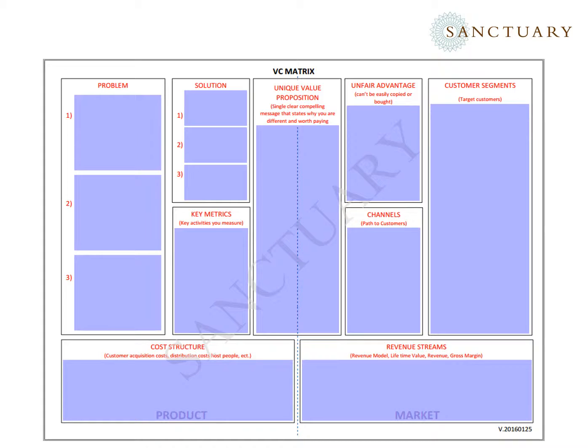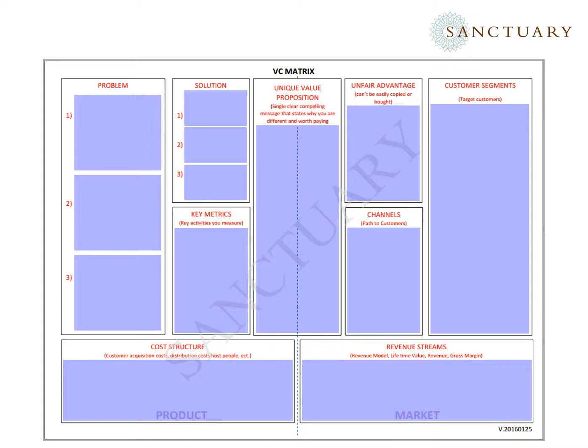The topic that we're going to cover in today's class is a tool that we call the VC Matrix. As you start your own business, you're going to think about marketing differently than you did in your previous job because now you're an owner of the business.